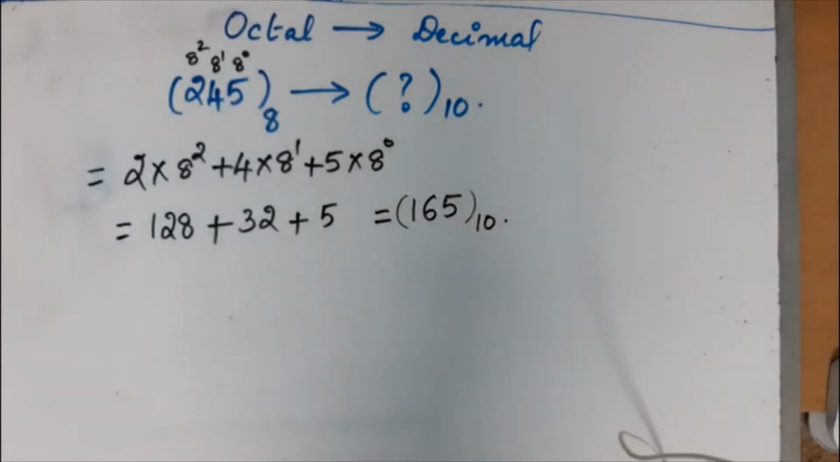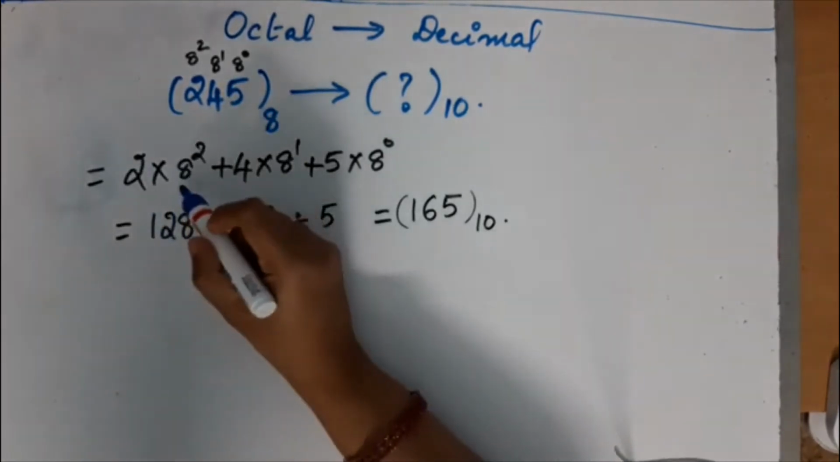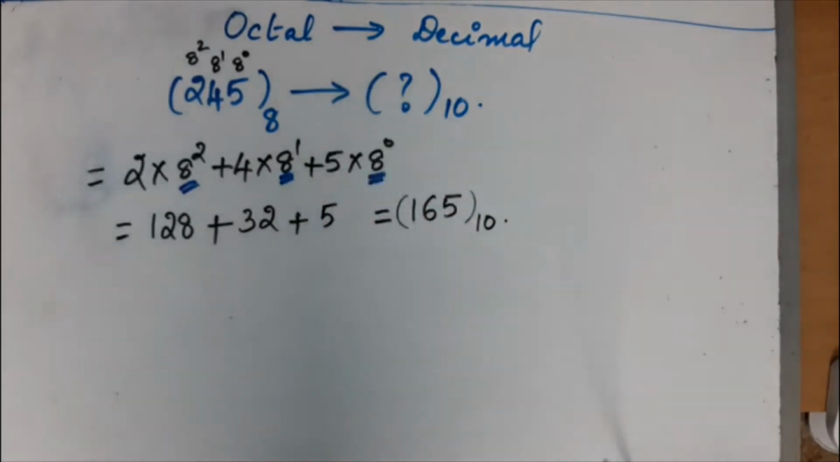Okay, so the only difference between binary to decimal conversion and octal to decimal conversion is that there we used 2 instead of 8. Here we are using the base 8. Likewise, in the case of hexadecimal, we will be writing the weights as 16 raised to 0, 16 raised to 1, 16 raised to 2, etc.